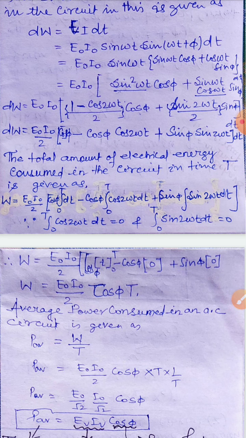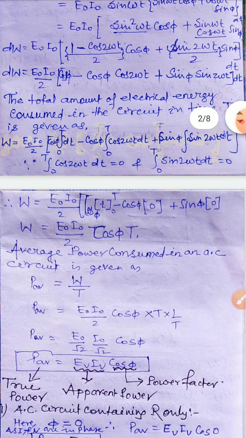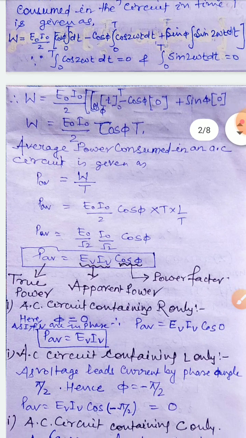Now average power consumed in an AC circuit is given as the rate at which energy is consumed, so W by T. So finally we get E naught by root 2, I naught by root 2 into cos phi, that is EV IV into cos phi. So cos phi is known as power factor, and the product of EV and IV is known as apparent power, and P average is known as true power. So this gives us the expression for power consumed in an AC circuit.